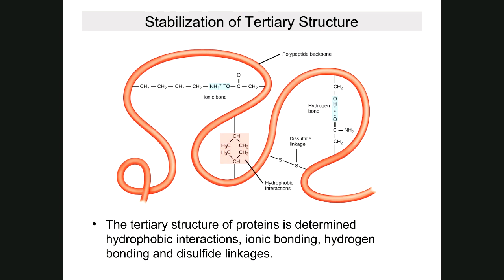So in the tertiary, we have the hydrogen bonding, but we have the R of this amino acid that interacts with the other R. And we have a lot of disulfide linkage on it.